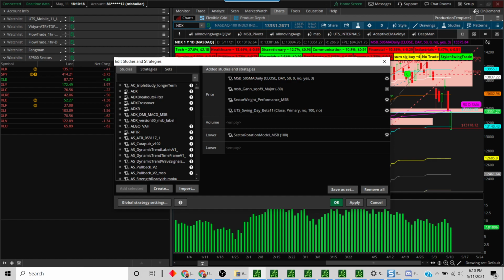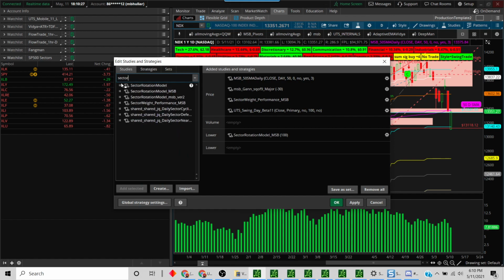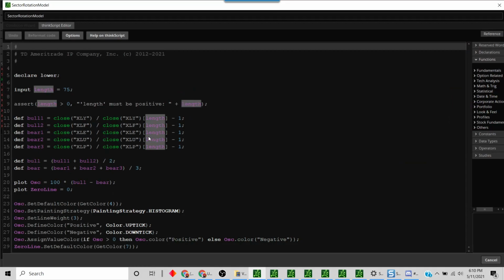So one of the things I did was look inside of Thinkorswim, and I stumbled across a study called the sector rotational model. So if you click on it, whenever it is locked, that means you can't edit it, but you're allowed to create a copy of this and modify it.